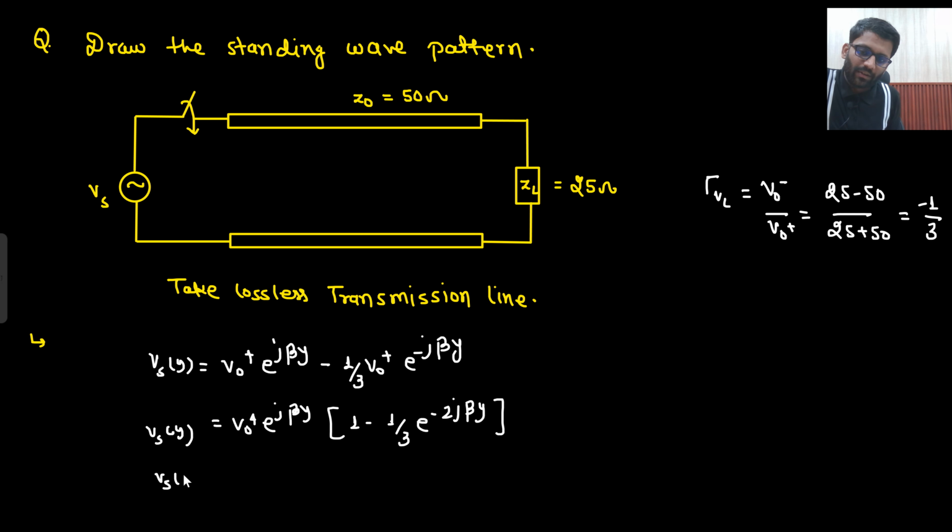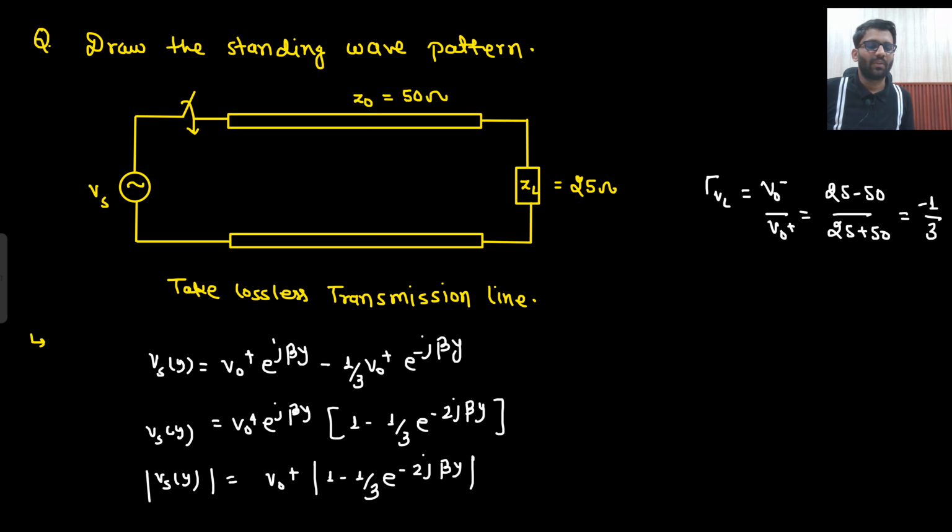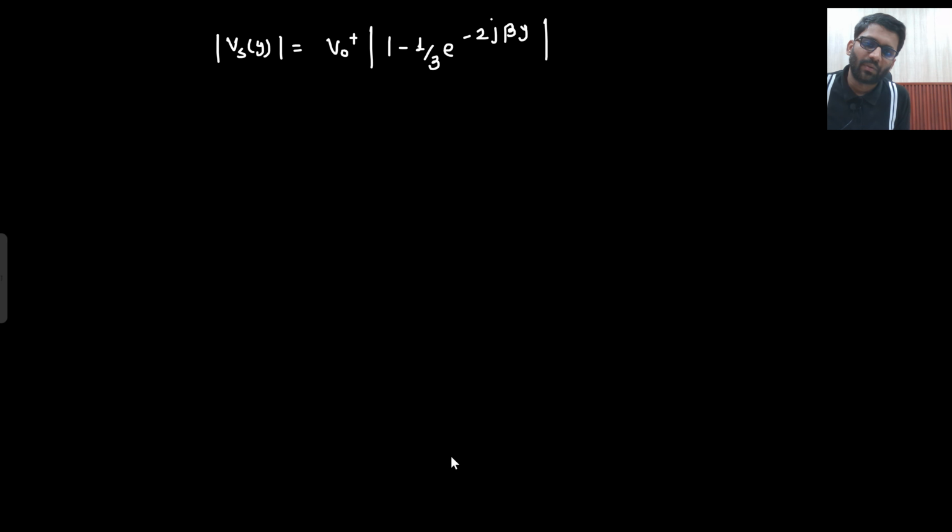And if you talk about the magnitude, then it would be V0 plus times 1 minus 1 by 3 e to the power minus 2j beta y. From here only you can see the location of maxima and minima, right? So again I will have to pick this VSY here, V0 plus times 1 minus 1 by 3 e to the power minus 2j beta y. This we have already analyzed. You can see the location of maxima and minima.